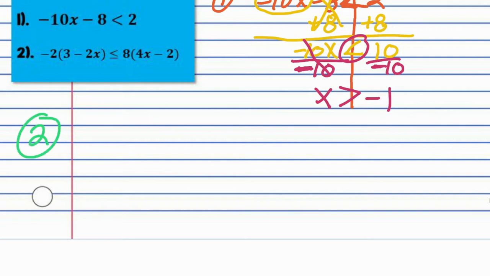So here's number 2. Now on number 1 and 2, you should be writing this on paper with me. So you should have your scratch paper out. And if you haven't done that, pause the video and go back and do number 1 and write it on your paper, because you're going to take a picture and upload it into your slides. Okay, so here: -2 times (3 minus 2x) is less than or equal to 8 times (4x minus 2).